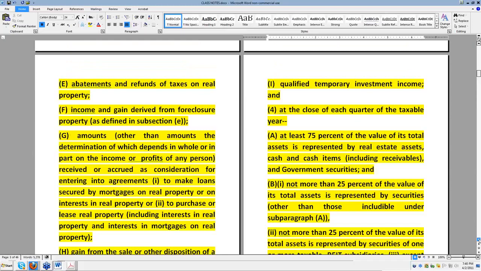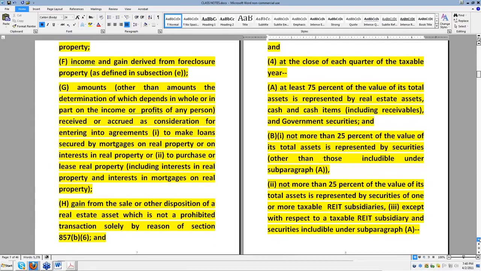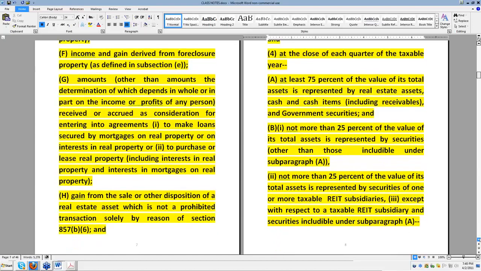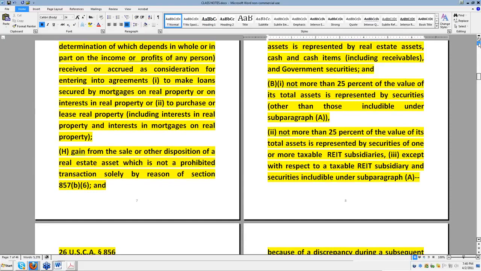We lost it. Can you see it now? Keep going down a little bit. Okay, stop.